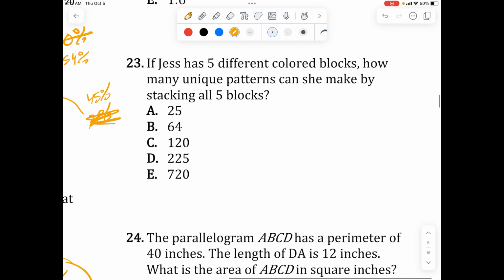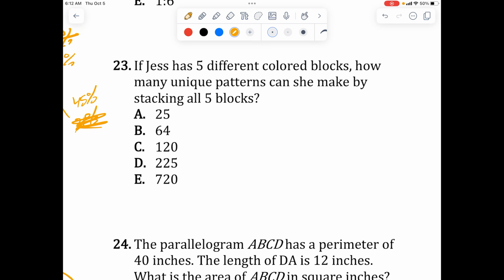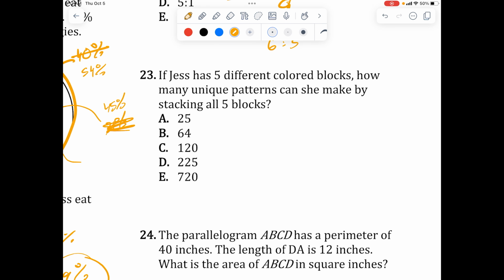If Jess has 5 different colored blocks, how many unique patterns can she make by stacking all 5 blocks? Five different colored blocks, how many unique patterns? So think of it this way. Stacking all 5 blocks. So you have 5 different spots to stack, right? I guess we'll do it vertical. X, X, X, X, X. So for the first one, you have 5 possibilities. For this one, you have 4, right? Because one is taken away. Here you have 3, here you have 2, and then on the top you just put the last one.